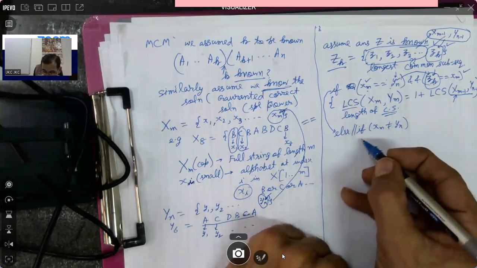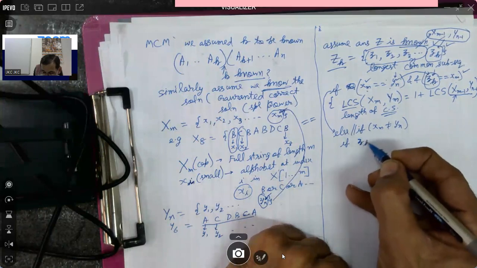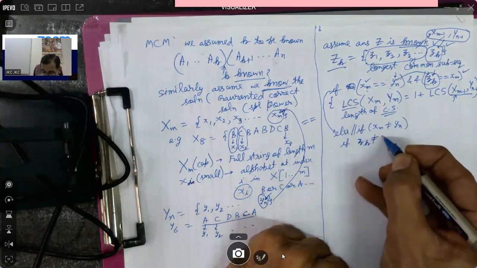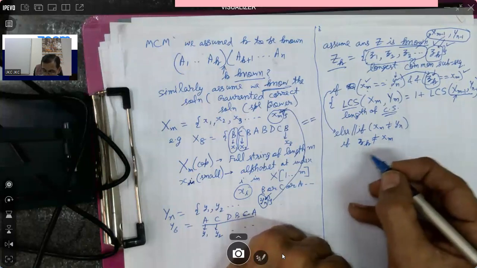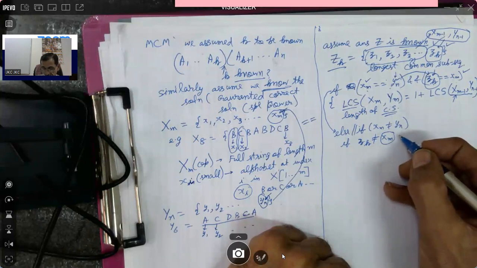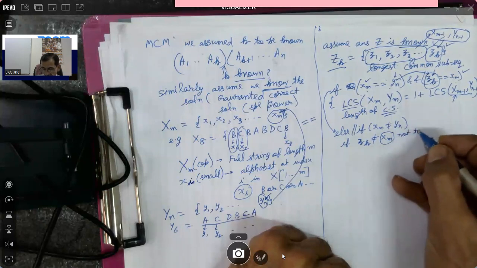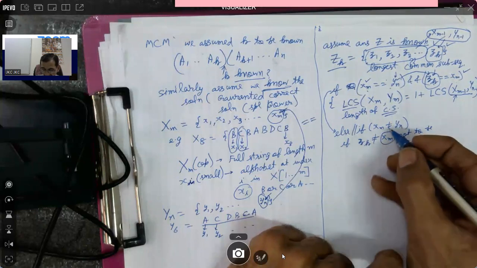So there can be one case: zk, which I have found already as an answer, if it is not equal to xm, I can claim that xm will not participate in the answer, because zk is not equal. So xm can be easily ignored.